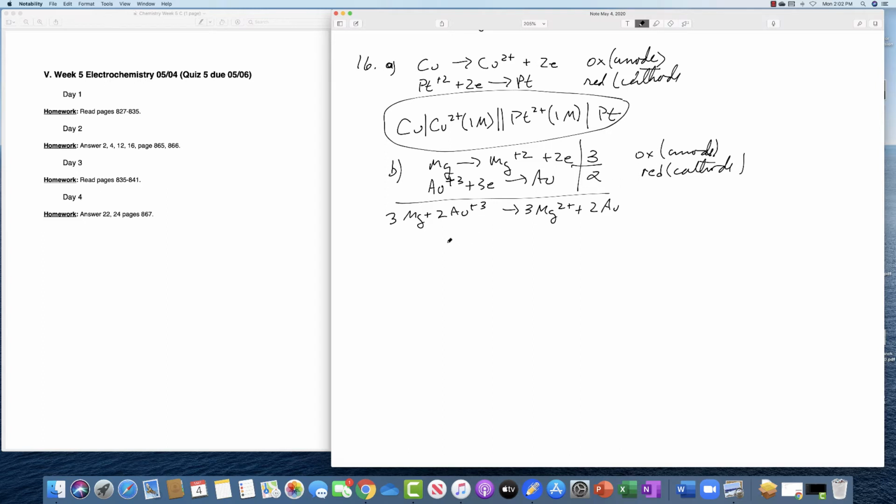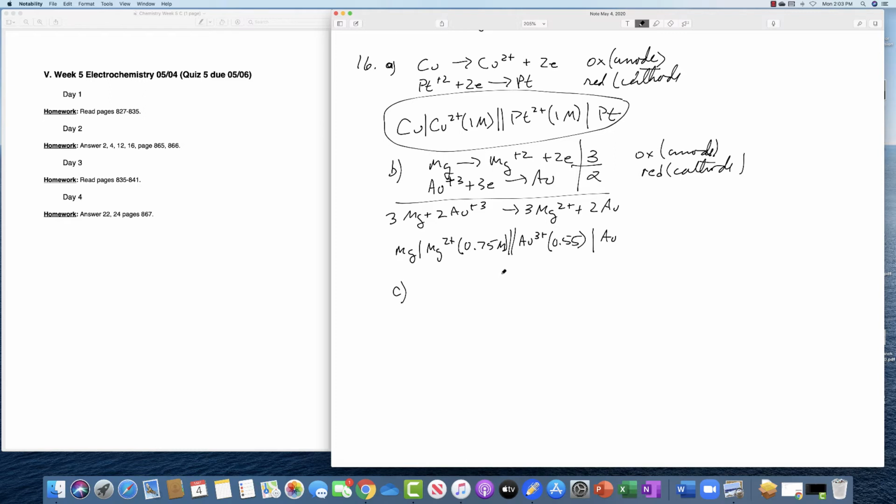However, that does not affect how you write this down. You still start with magnesium, line, magnesium 2+, and this I believe is 0.75 molar, double line, then gold 3+, 0.55 molar, line, then gold, like that.